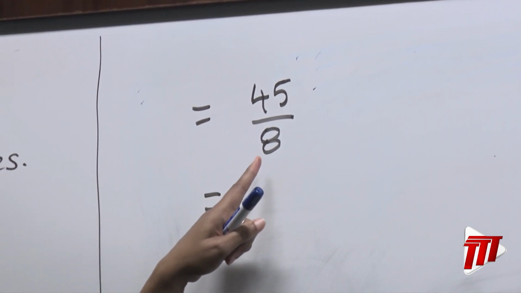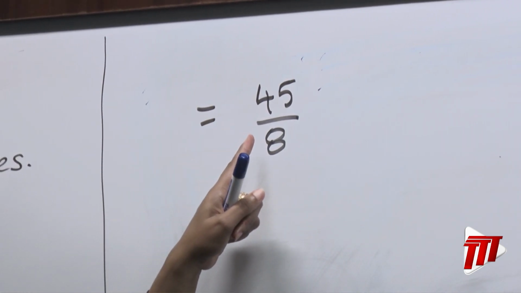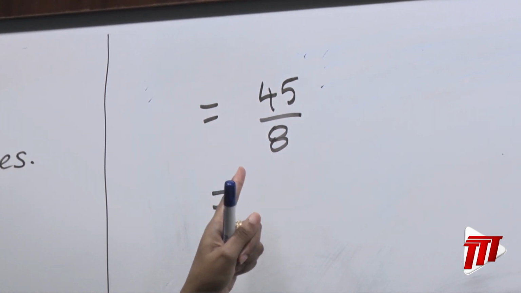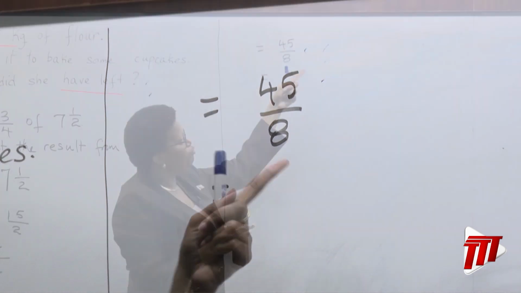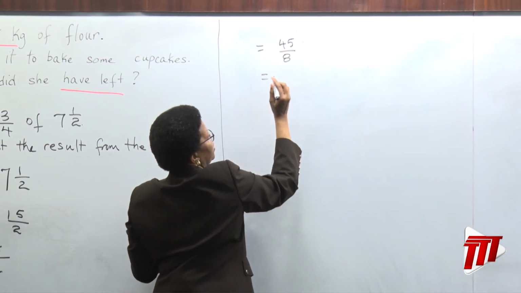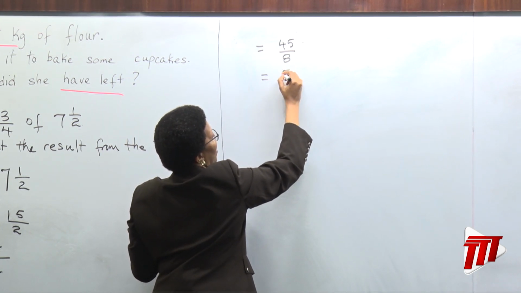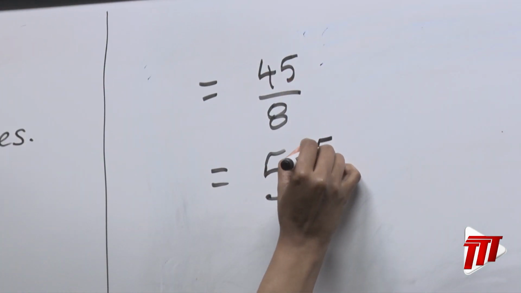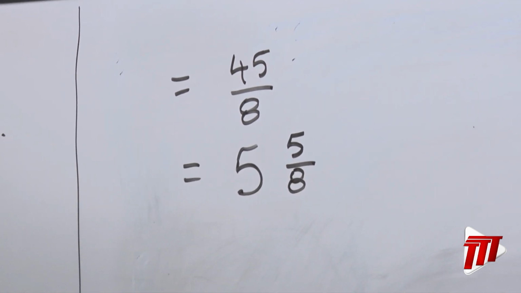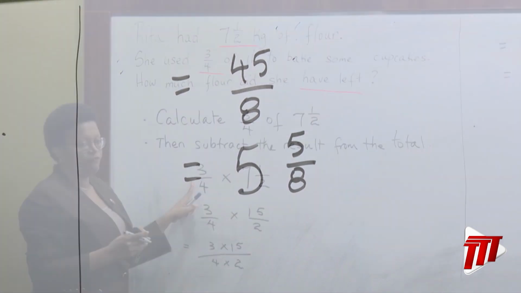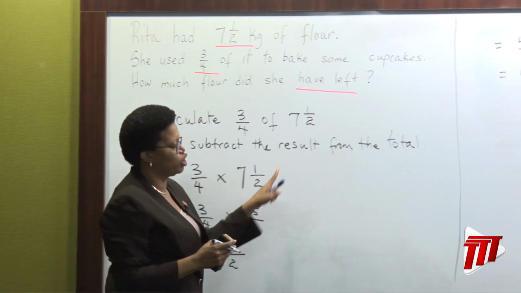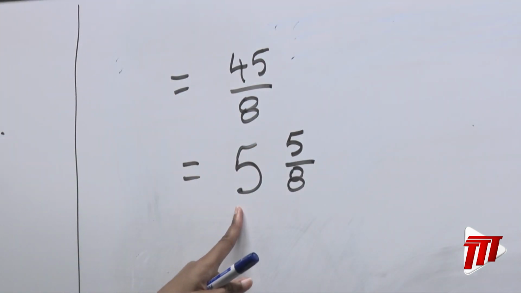We can get 5 wholes, since 8 into 45 will give us 5 wholes, leaving a remainder of 5/8. 8 into 45 will give us 5, remainder 5. Multiplying a fraction by a mixed number using improper fractions, we get 5 and 5/8.